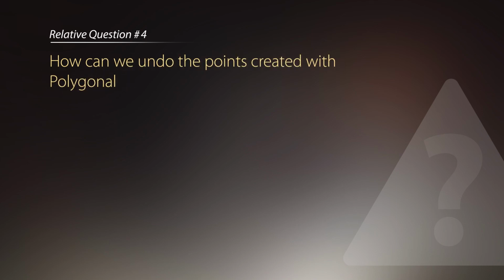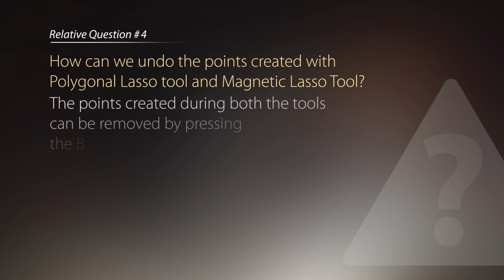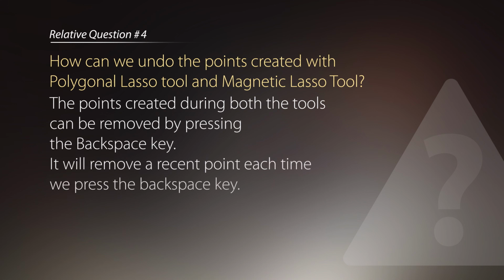And the last question is, how can we undo the points created with polygonal lasso tool and magnetic lasso tool? The points created during both the tools can be removed by pressing the backspace key. It will remove a recent point each time we press the backspace key.